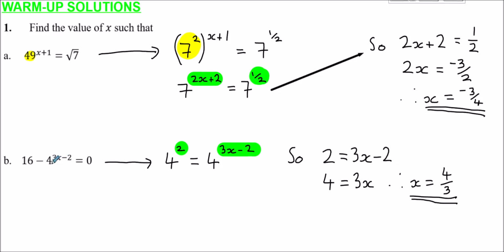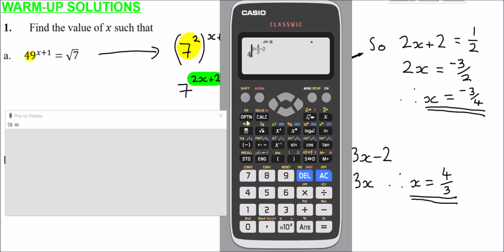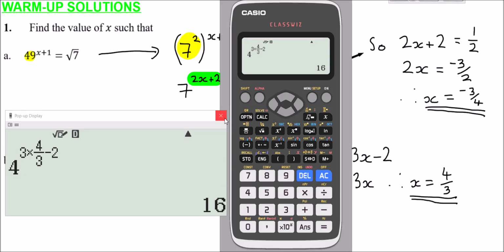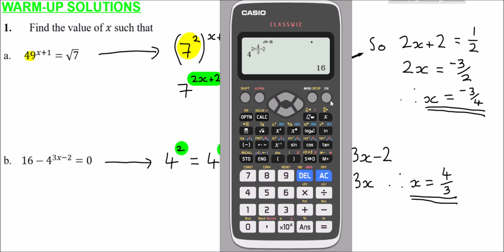So if you type in 4 to the power 3x minus 2 with x replaced with 4/3, this should give you 16. In other words, this should give you 4 squared. So here's what I put in the calculator earlier. If we press equals now, what we should see, hopefully, fingers crossed, is 16. And of course, yes, we do. So again, you can always check on the class quiz if your answer makes sense, if your answer is valid.